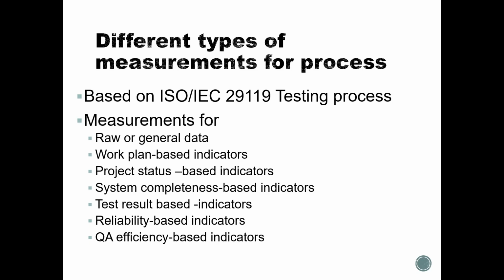Simple things really. The work plan based indicators, the project status indicators, are based on the documentation. For example, are we still on our schedule, how many tickets are we closing each day, how many bugs are fixed each day, how many critical problems do we still have, these sort of things.